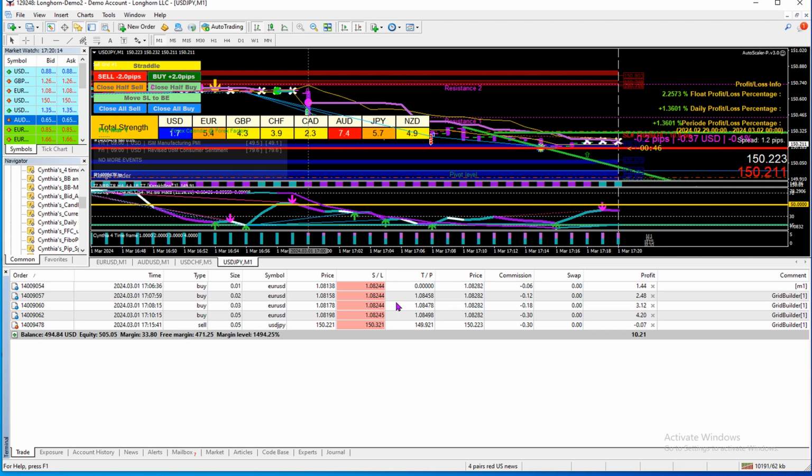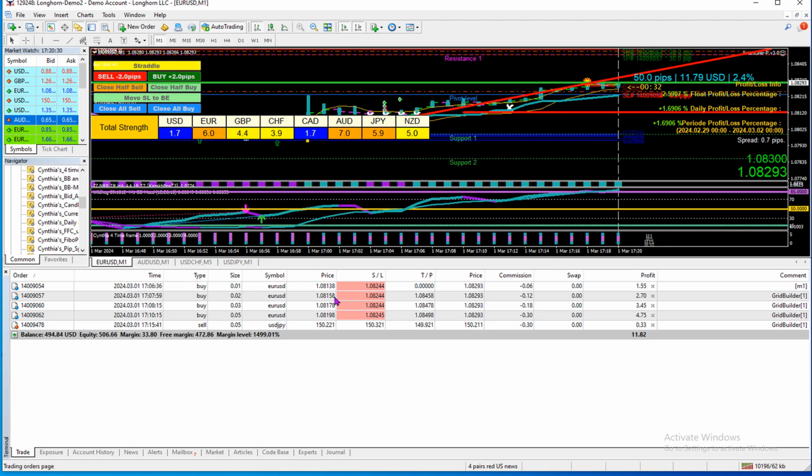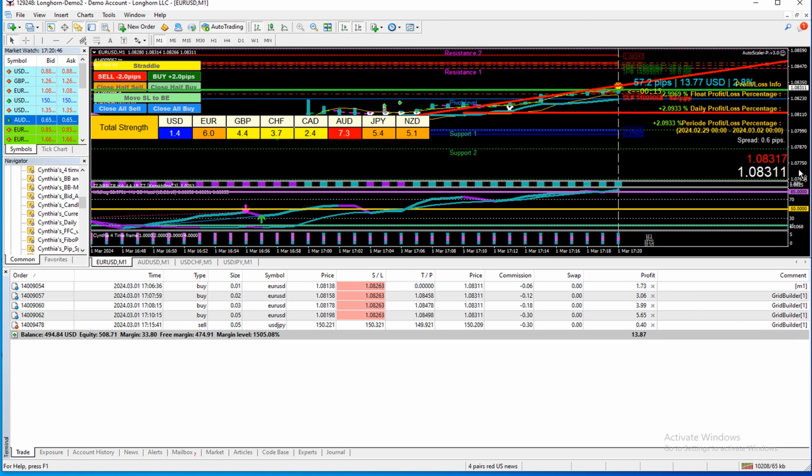So let's see what happens, because we still have one US dollar yen trade open. It's improving a little bit. So we'll just leave that trade open because the trade manager is managing it for us. The euro US dollar, this trade is doing fairly well. We're already up 50 pips. But the lot sizes are so small that it's not super profitable.